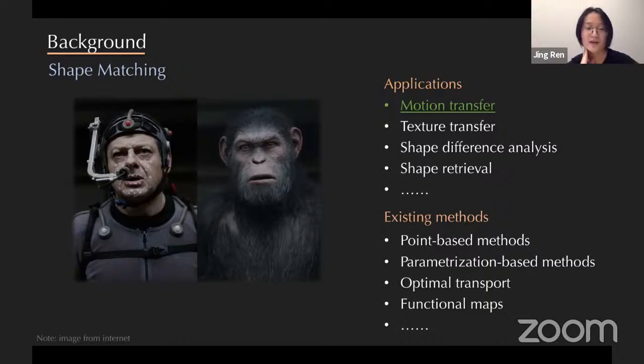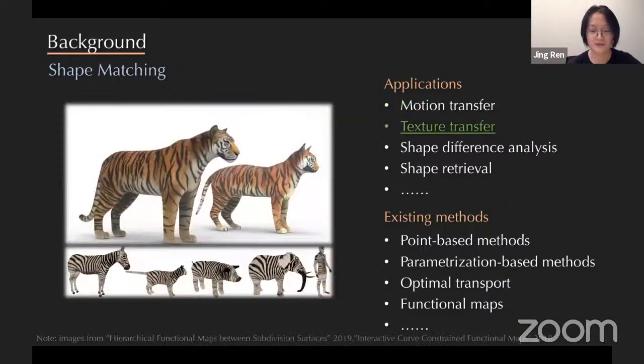For example, we can use the correspondences we computed to transfer the motion or facial expression from an actor to some movie character, like the one shown there. And also we can use the correspondences to transfer texture from a tiger to a kitty, or from a zebra to different animal shapes, or even human shapes.